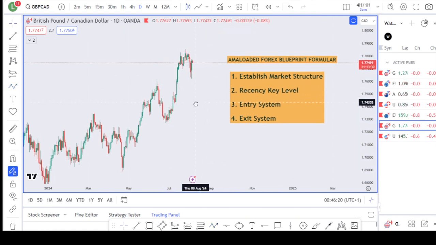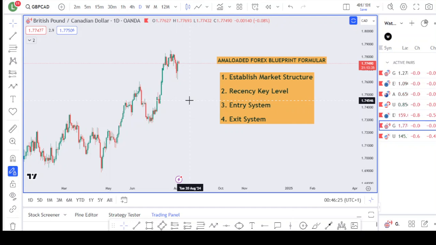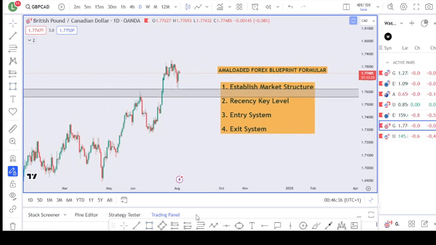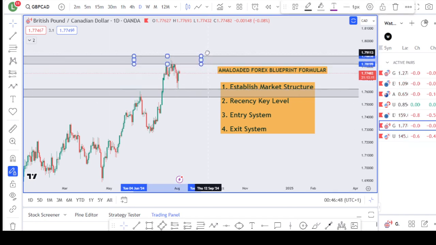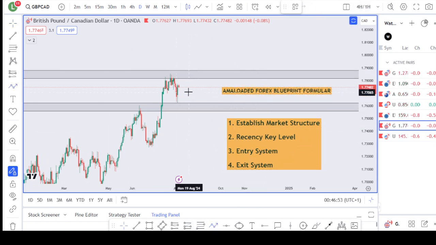Now, as a result of being able to establish the structure on the daily time frame to understand the overall movement of the market, the next thing we have to do is to identify our recent key level zone here, and this space is serving as our support zone around this zone here. So we are expecting this market to give us a pullback at this zone here, so that we can take a buy opportunity, or we wait for this price action to break out of this resistance zone.